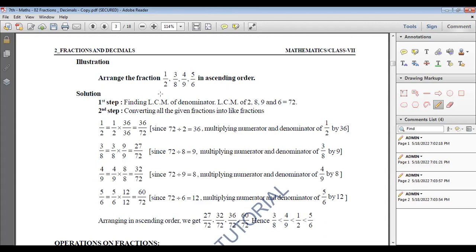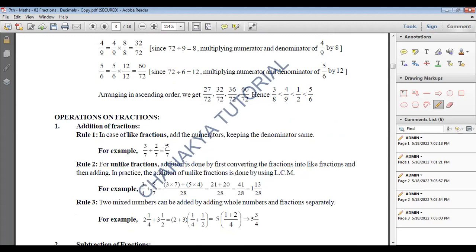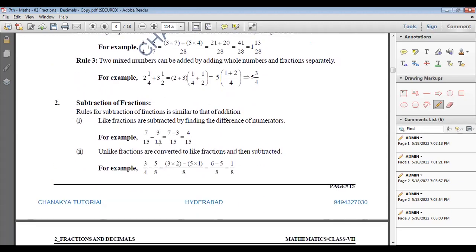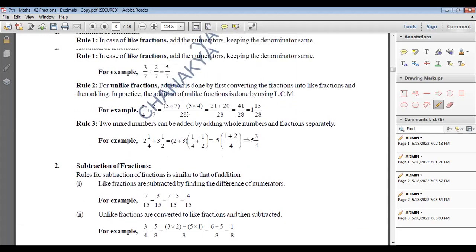By looking at this question, these are unlike fractions, children: 2, 8, 9, 6. You have to convert them into like fractions. That means you need to find the LCM. Looking at the denominators, the LCM is 72. Then you can make them like fractions, then do it in ascending and descending order and then reduce them to the lowest terms.